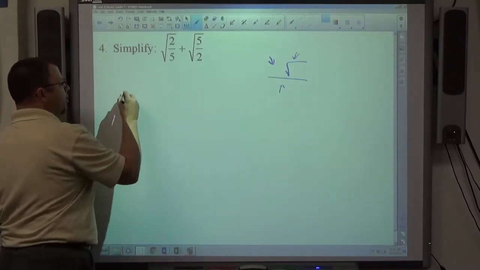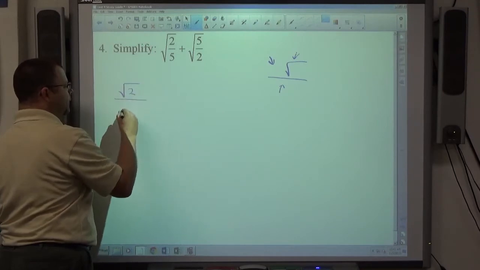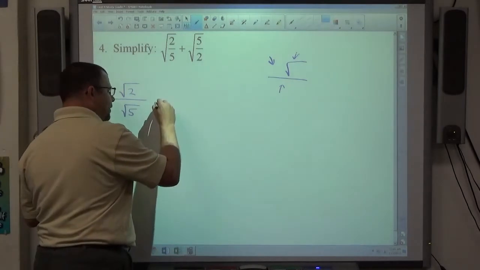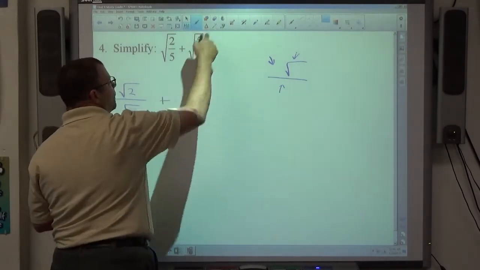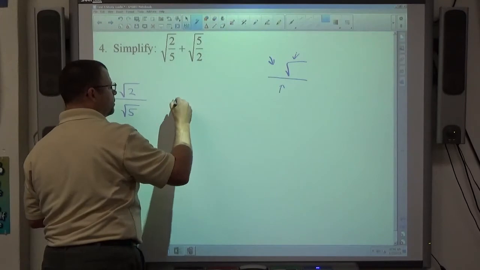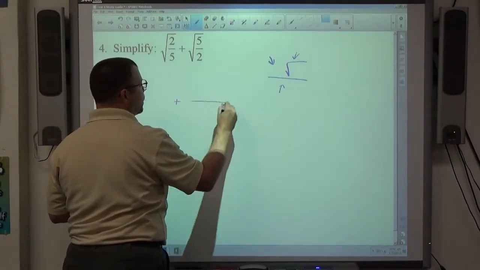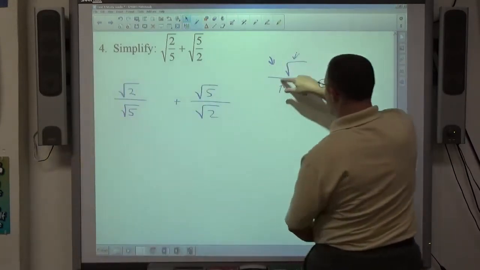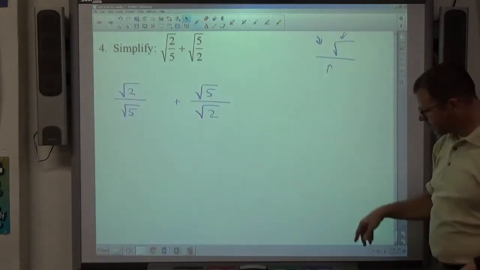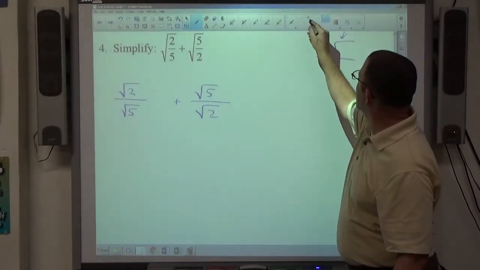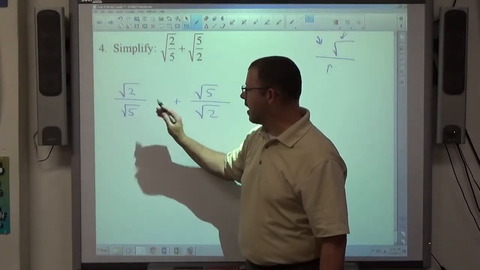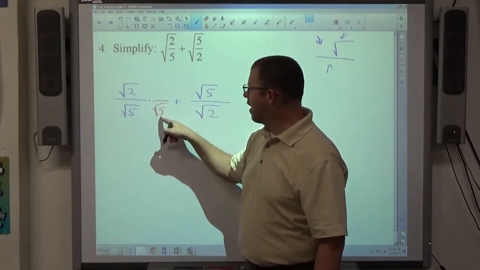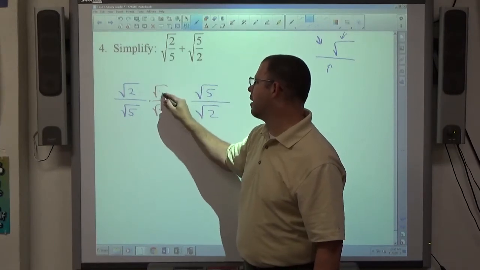The first step in this problem is to break apart the fractions. So the square root of 2 over the square root of 5, plus, actually, I'm going to leave a little space here, plus, and then same deal here, I've got the square root of 5 over the square root of 2. So that's priority 1. Break it apart into simpler problems. And the issue in each case is the radical in the denominator. We don't want that happening. So multiply by the square root of 5 gets rid of the square root of 5. In fraction world though, multiply the bottom by something, you've got to multiply the top times the same thing.